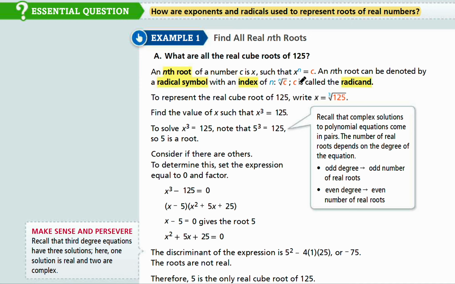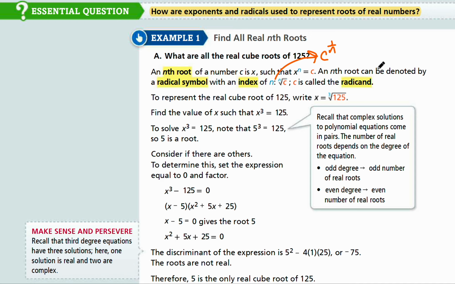Recall that if you have the nth root of c, where c is the radicand, you can change this to 1 over n power. So c to the power 1 over n is the same as the nth root of c. So remember the properties of exponents.